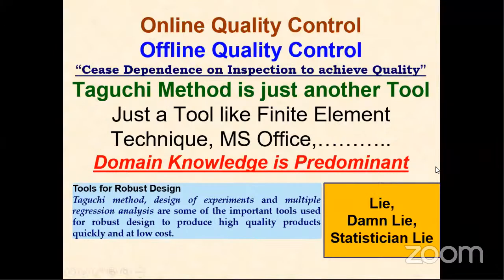So domain knowledge is predominant to use this tool. Like any tool, finite element analysis, CFD is a tool. ANSYS is a tool. But you should know what is finite element analysis. To know that, you should know strength of materials. To use CFD, you should know the finite element and finite difference methods. To know the finite difference method, you should know fluid mechanics: conservation of momentum, conservation of energy, conservation of mass, and further things. So without domain knowledge, you can't use this tool. That's what. Tools for robust design.